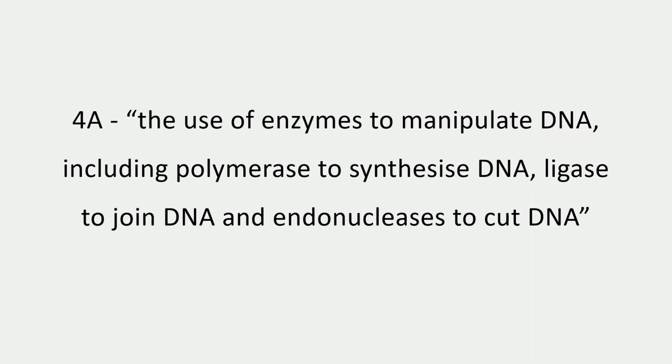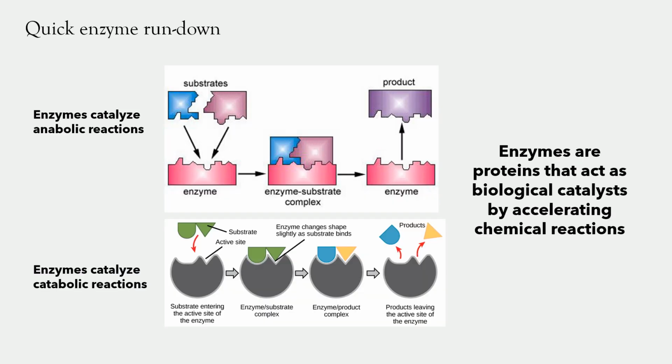So the first technique that we're going to be looking at is the use of enzymes to manipulate DNA. We're going to look at 3 different types of enzymes. But before we do that, I'm going to give you a quick enzyme rundown because it might have been some time since you've looked at enzymes, and we're going to go through enzymes in a lot more detail in chapter 3. So enzymes are proteins. We know lots about proteins. We know that their shape is really important and their function is very specific. Enzymes are proteins that act as biological catalysts by accelerating chemical reactions. So enzymes aren't used up in a chemical reaction, they're just there to facilitate and accelerate it.